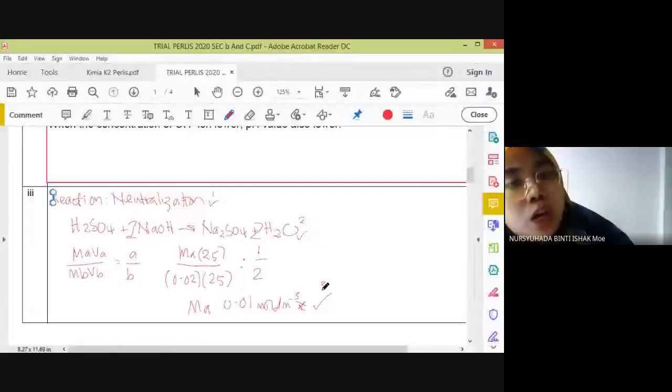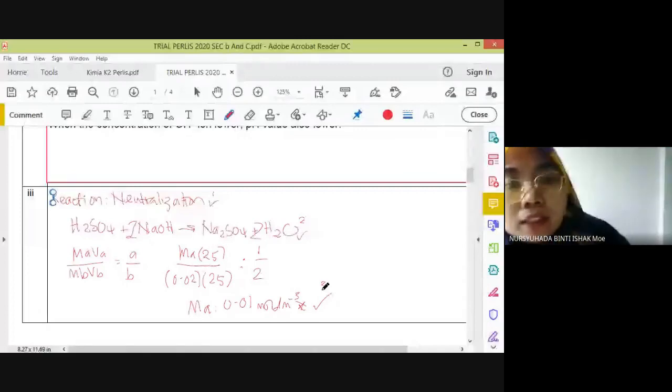So 0.01 mol per dm cube. Okay, perfect. Pandai. Dah. 3 markah untuk calculation. Okay, 3. Ada yang jenis buat dalam panjang. Dia kira dulu NaOH, lepas tu dia compare dengan acid, lepas tu dia kira. Boleh juga tapi jalannya lebih panjang lah.